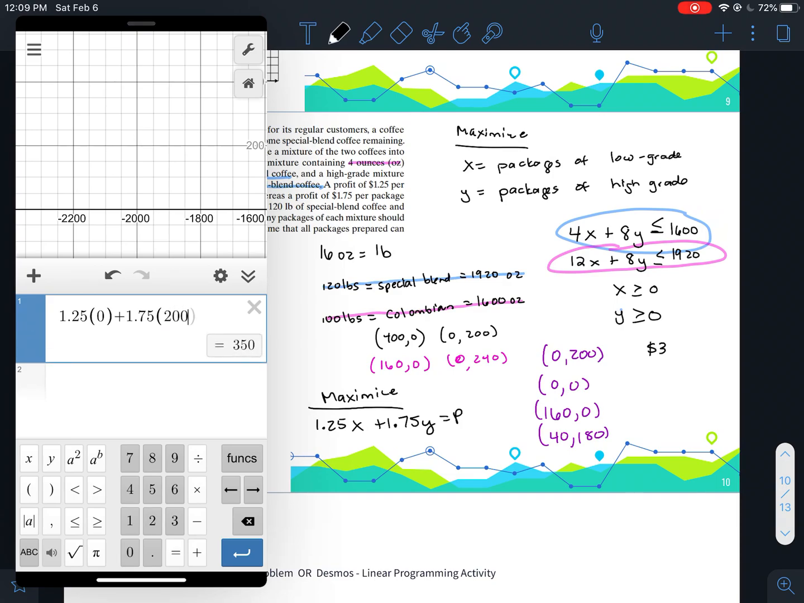was 200. So I would make a profit of $350 if I made 0 low-grade packages and 200 high-grade packages. If I made 0 of each, I would make a profit of 0. If I did no high-grade mixtures and 160 low-grade mixtures, I would make a profit of $200. And if I did 40 packages of the low-grade and I did 180 packages of the high-grade, I would make a profit of $365. So that's what I want to do. I want to make 40 packages of the low-grade mixture and 180 packages of the high-grade mixture.